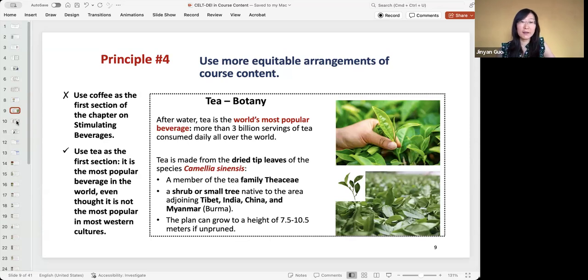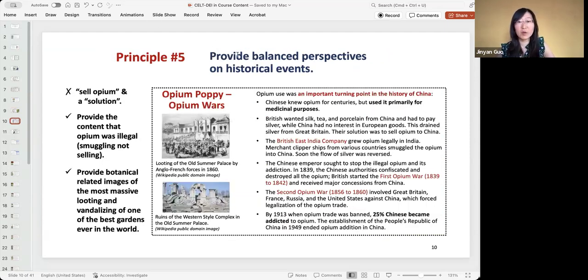So that's number 4. And number 5 is to provide balanced perspectives on historical events. There's a chapter in this course called psychoactive plants. The author spent a section in this chapter on the Opium War. There were 2 Opium Wars, and the language could be improved, and also the perspective could be improved. For example, the author used "sell opium," yet opium was illegal in China at that time. So it's more suitable to use "smuggling" rather than "selling," right? And also the author called it "sell it as a solution."